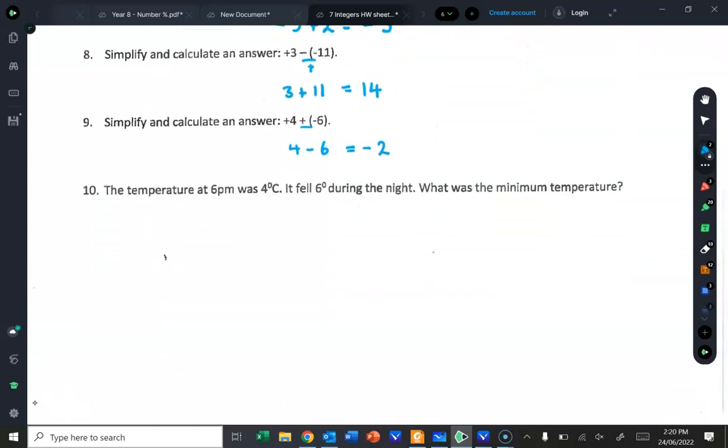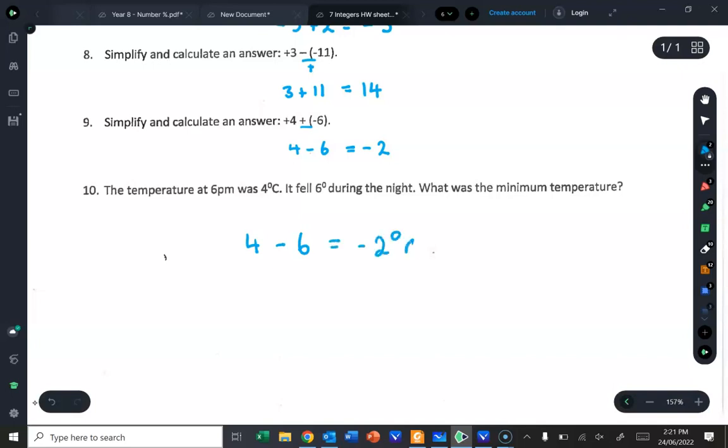We need to get our heads around this. In worded questions, they're going to ask us about a few things, but they can't really ask us that much, okay? What they might be asking you for is money, or in this case, temperature. The other one they like to ask about is sea level, because sea level is 0, and as soon as you go below sea level, you're into the negatives. Here, we're looking at the temperature. It was 4 degrees and it fell 6 degrees. What was the minimum temperature? It was -2 degrees Celsius.